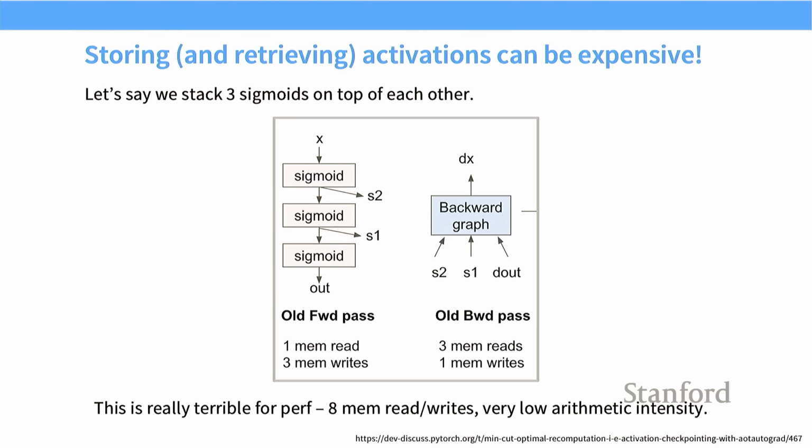Now, the backward pass in this is kind of terrible. When I do my backward graph, I need to take S1 and S2, and I need to take the gradients coming backwards into this out box, and then push it into this backwards computation, and I'll get the gradient of x, right? So I need to have 3 memory reads, 1 memory write in order to compute the backwards pass, and then for the forward pass, I need to do 1 memory read of x, and I need to do 3 memory writes for S1, S2, and out, right? So hopefully that's clear. This is a decent amount of memory reads and writes. I have to do 8 of them, and I have very low arithmetic intensity because I have no matrix multiplies at all.